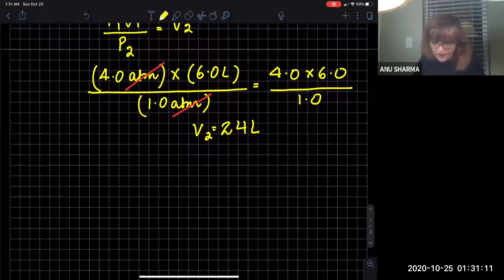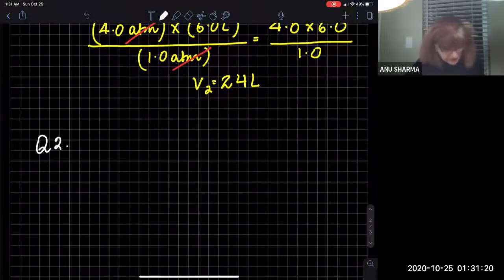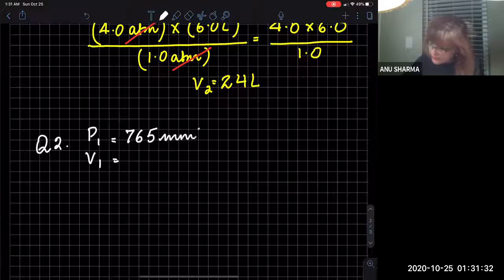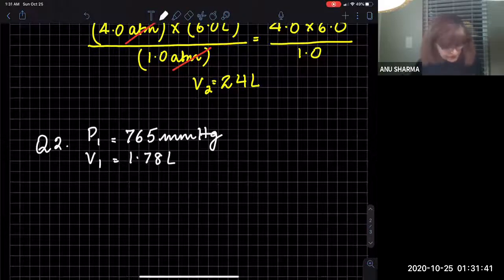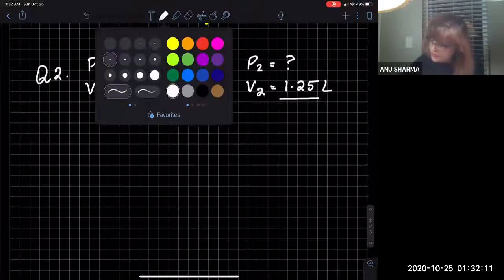Okay, so this is one example. Let's look at another example, example number 2. Here you are given the pressure 1, which is 765 millimeters of mercury, and the volume 1, in this case 1.78 liters. You are also given the volume 2, which is 1.25 liters. As you can see, it's 1.78 here, and the volume has decreased. That means the pressure should increase, or should be more than 765 millimeters of mercury. Now we are going to find out the setup for P2.